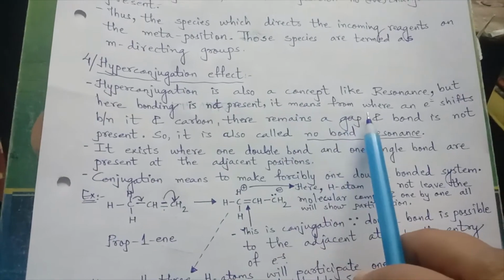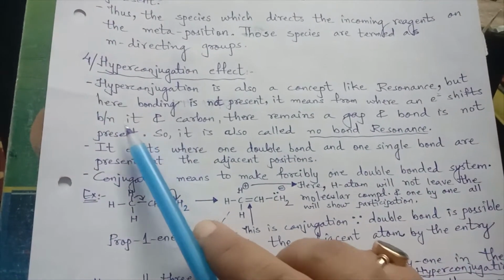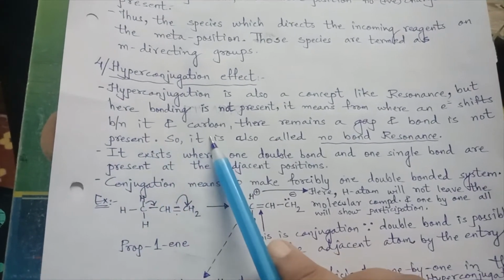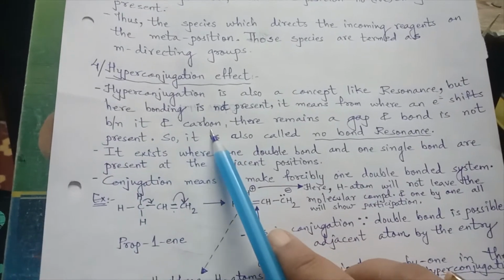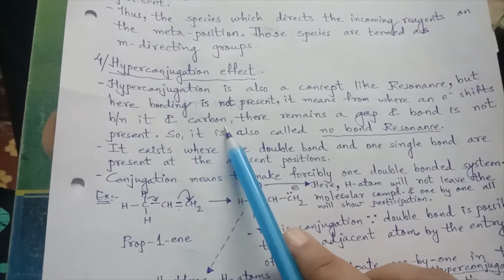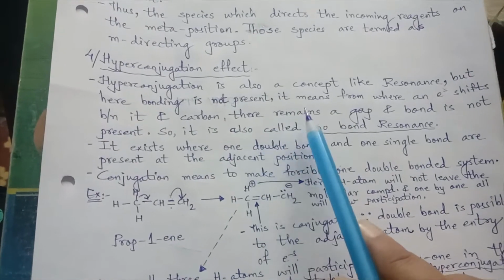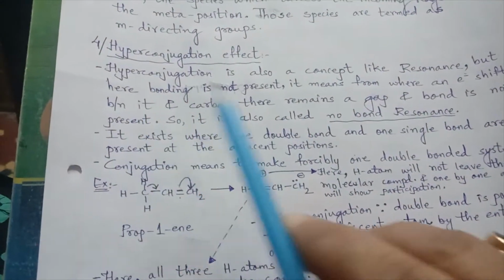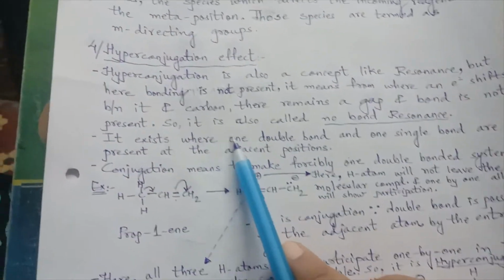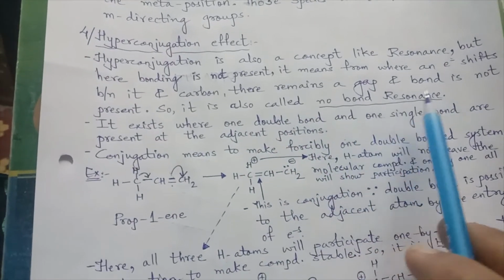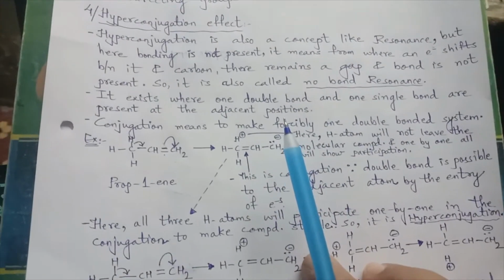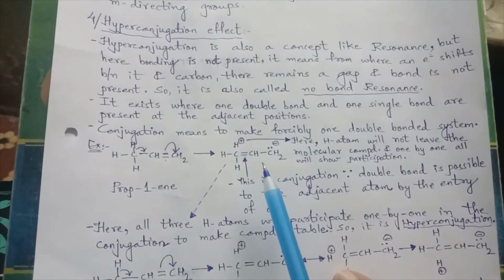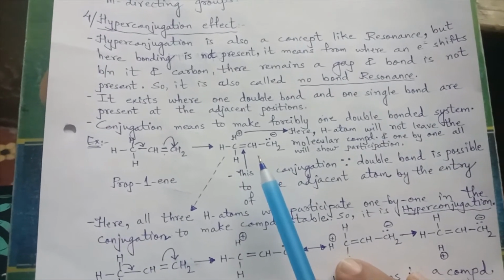It means wherever an electron shifts, that is, the position from where the electron is shifting and the carbon, between those two carbons or the element and a carbon, there remains a gap. The gap remains over there and the bond is not present. So it is also called no bond resonance because the bond is not present.